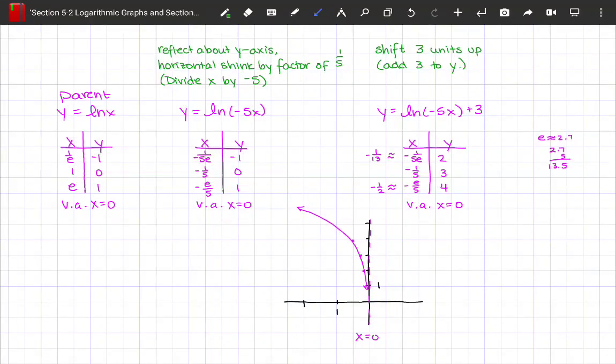So that's graphing logs. It's not any different really than graphing your exponentials. So now we're going to move on to properties.